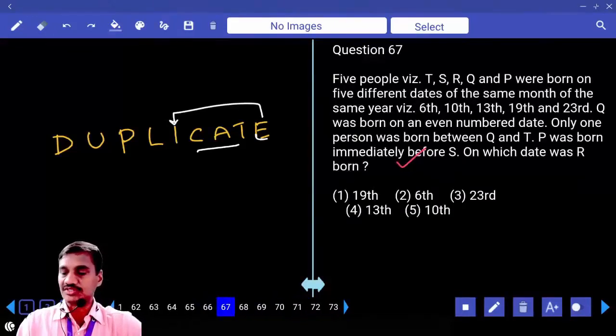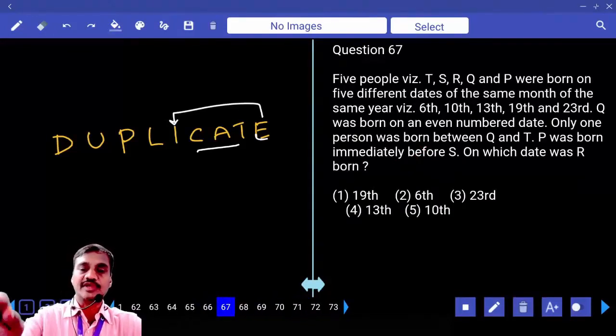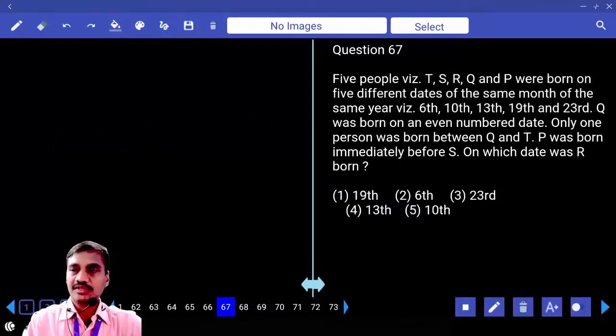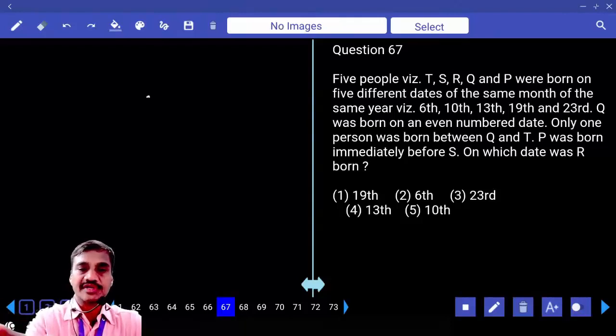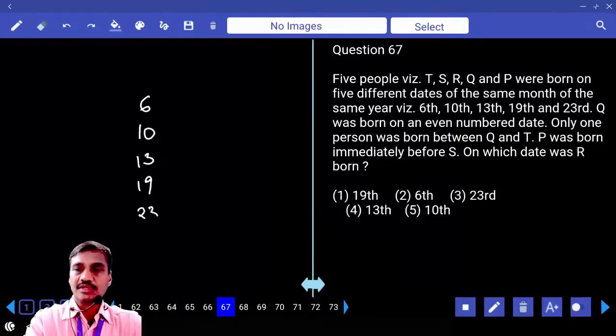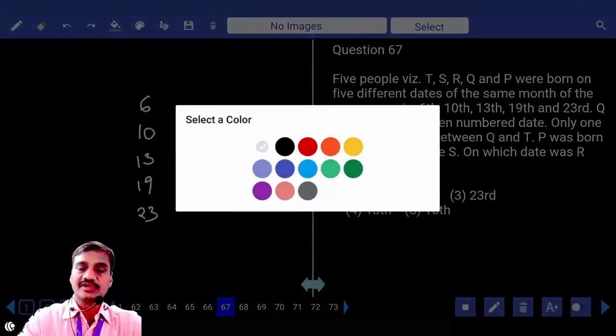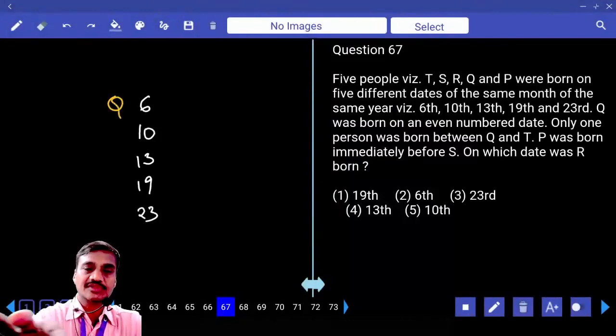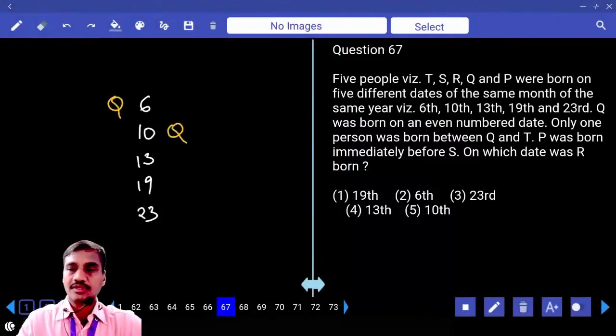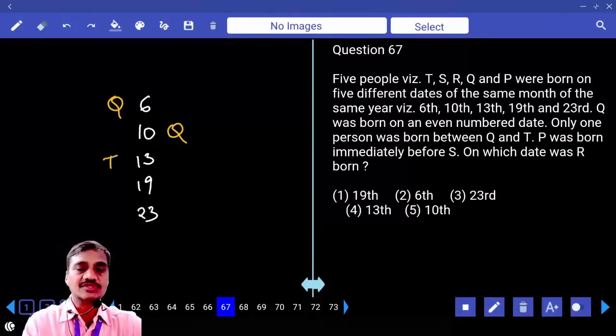Then question number 67. In this one, there are 5 people, P, Q, R, S, and T, and they were born on 5 different days of the same month of the same year. The dates were clearly given: 6, 10, 13, 19th and 23rd. Then Q was born on an even number date, and so Q can be either on the 6th or on 10th. Then next one, only one person between Q and T, and so T is on 13.